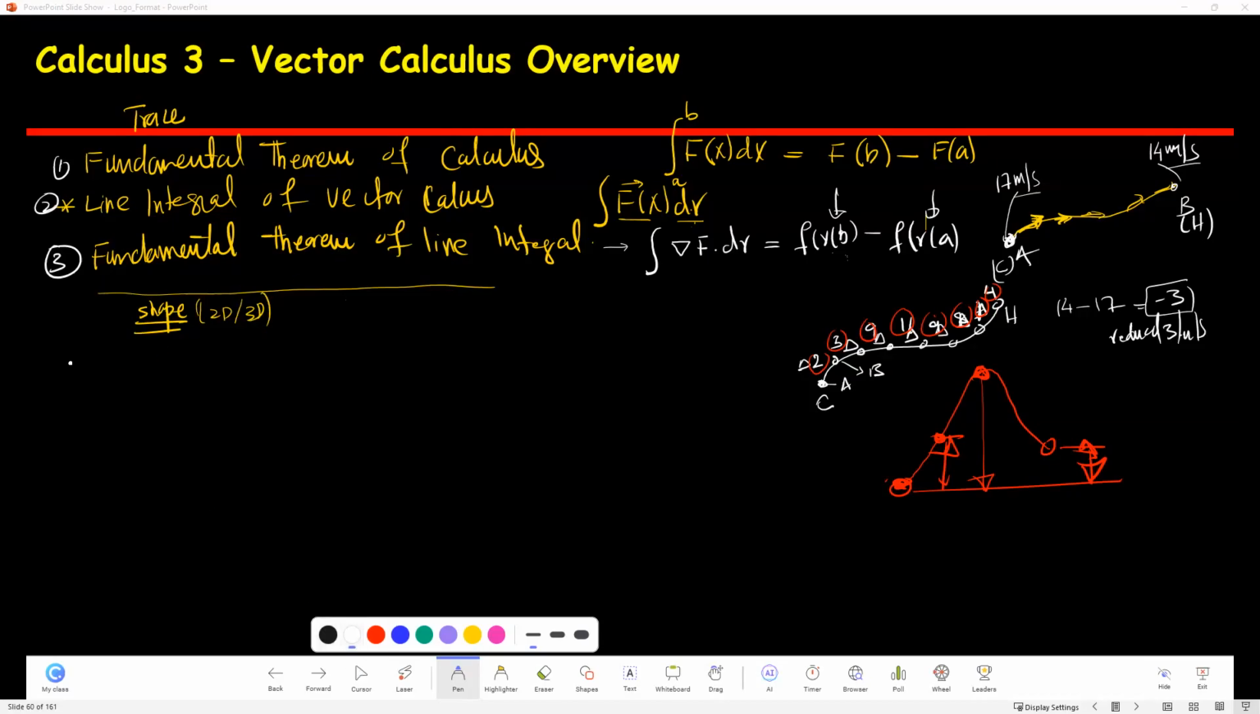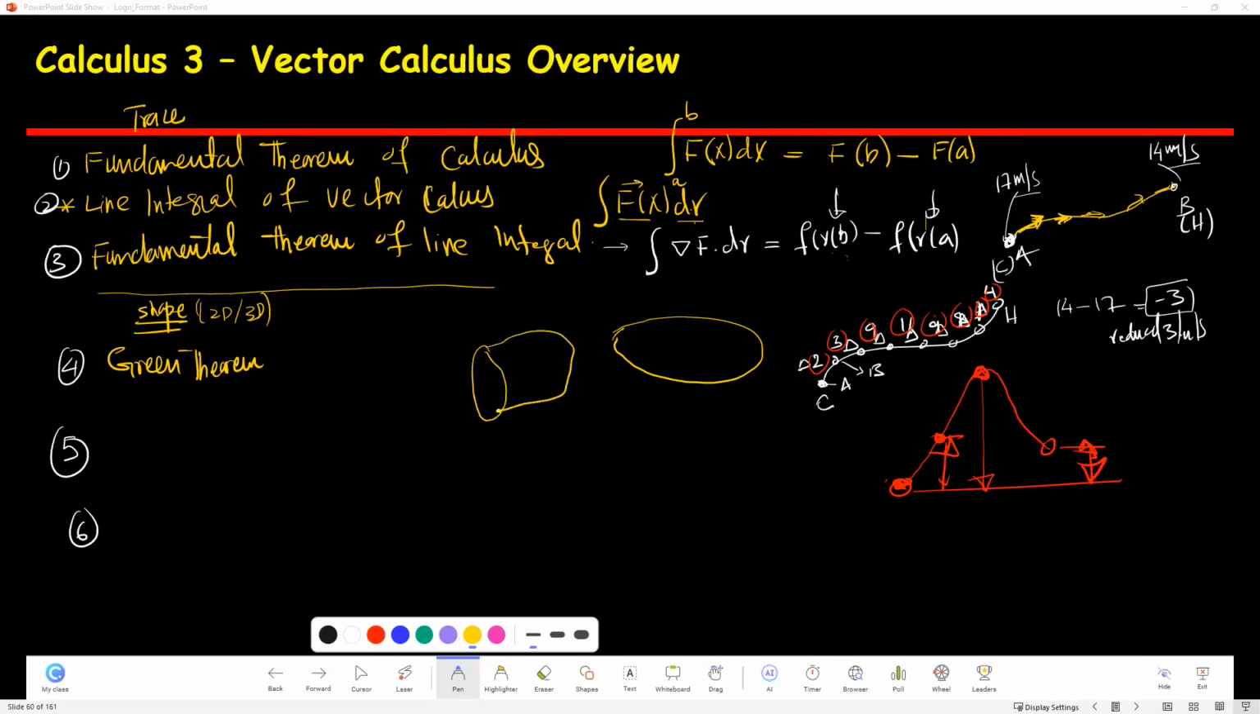So I'm going to do number 4, number 5, number 6. I have 3 theorems to discuss in this course. One is Green theorem. Green theorem is a 2D theorem. And what exactly Green theorem does, if you have any shape like this, right? Let's suppose you have it like a potato, the one you cut.